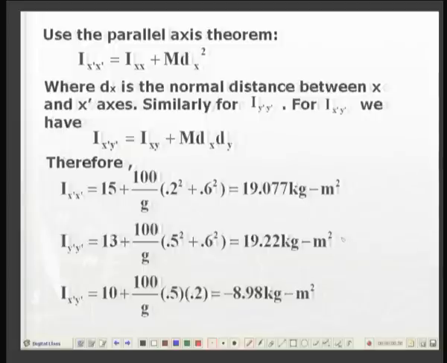Iyy, exactly on the same line, the normal distance between the two y axes is the square root of 0.5 square plus 0.6 square. So you square it up. For the product of inertia, again in the new coordinate system, it is the old coordinate system value plus mass times the x coordinate of P times the y coordinate of P, and this will come out to be minus 8.98198 kilogram meter square. So, that was a fairly elementary problem.